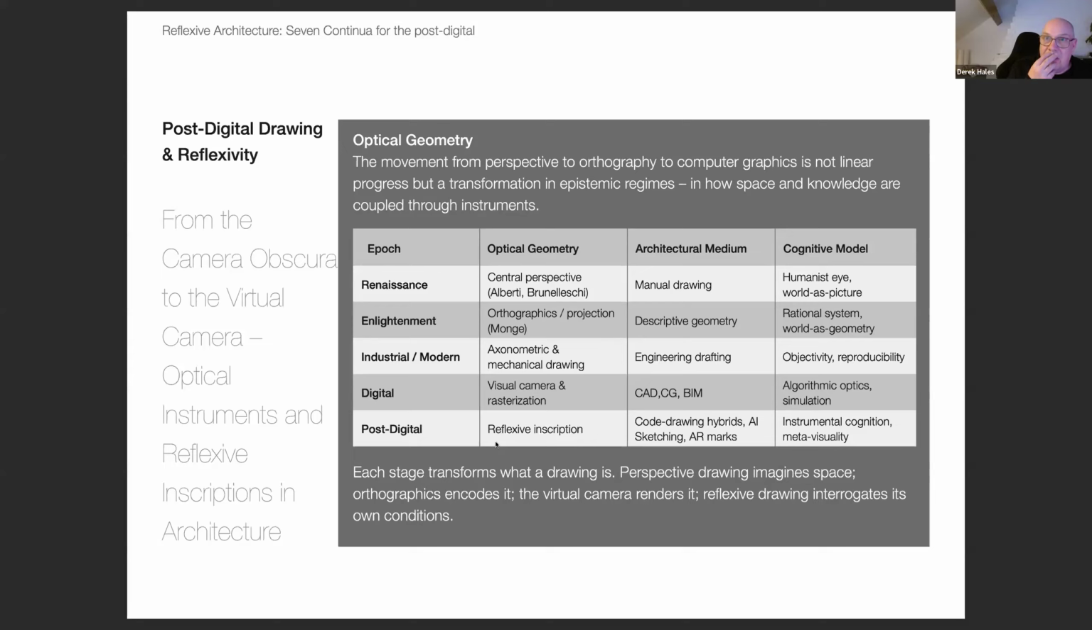So each stage of this has transformed certainly the idea of what a drawing is, or what a drawing could do, or what a drawing was for, how space was imagined and constructed, how space was encoded, how a camera has rendered it, and through drawing and thinking through this our own capacities, how the reflexivity of drawing opens us to a kind of reflexivity of our own conditions.